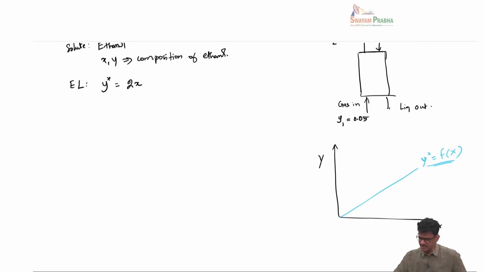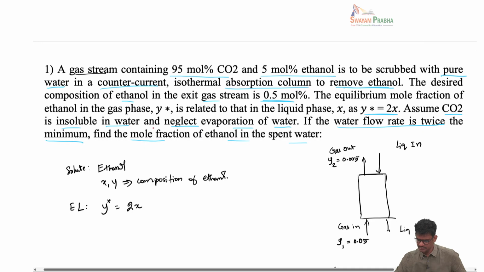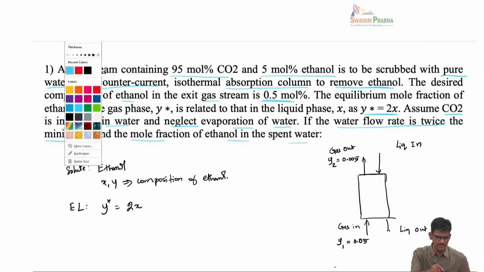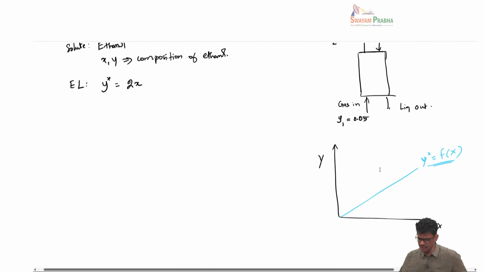So what is given is the water pure? Yes, pure water. Okay, so that means I also know X2 is 0. Okay, as far as absorption column is concerned, this X2 Y2 you can mark it somewhere here. This is 0.005 and X2 is 0. Okay, so we want to, this is the one point that we have to meet.